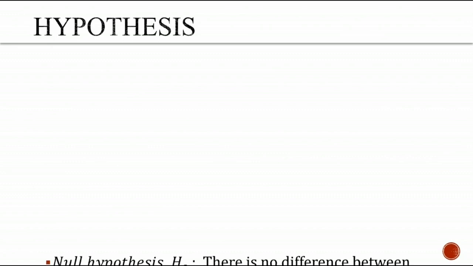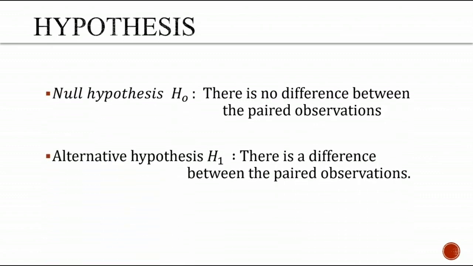Now let us set the hypothesis. The null hypothesis H0 is that there is no difference between the paired observations. Against the null hypothesis, we set up the alternative hypothesis H1, which is there is a difference between the paired observations.